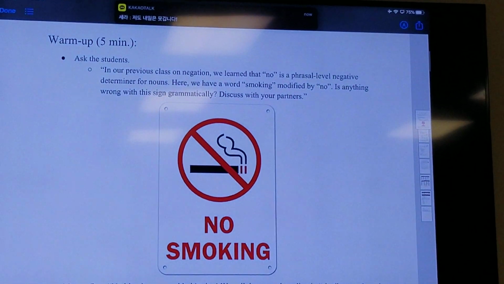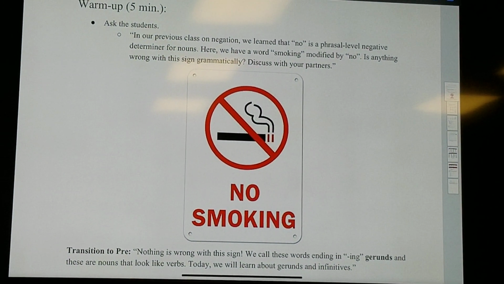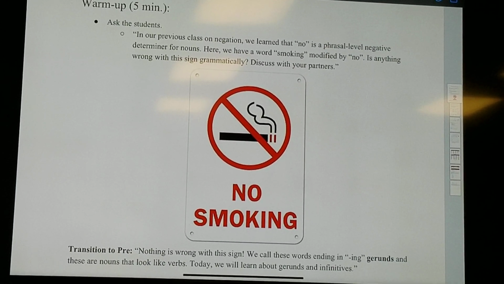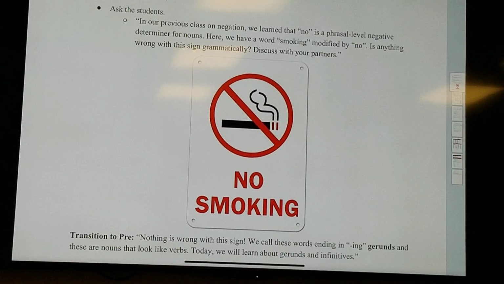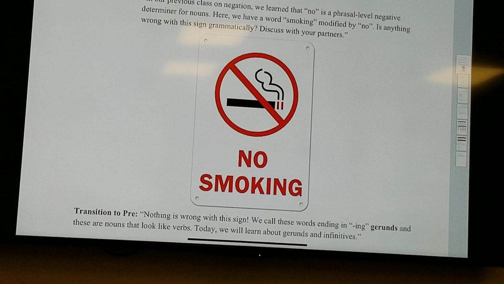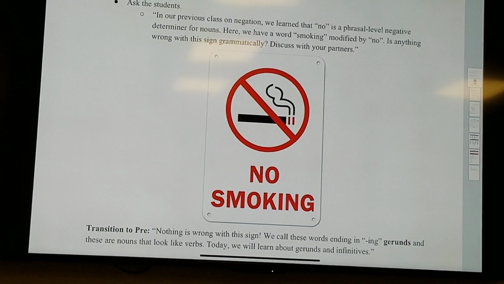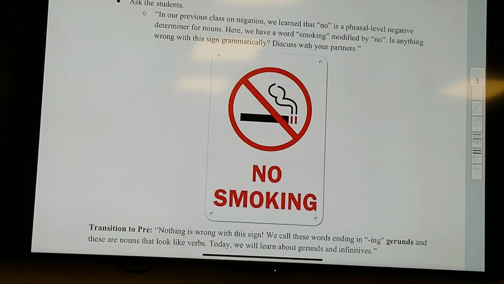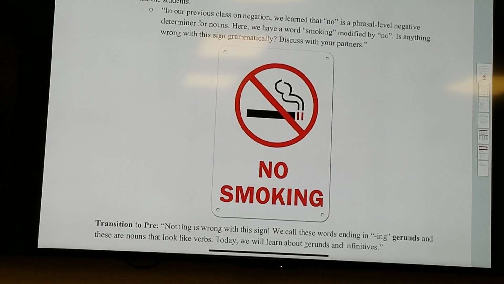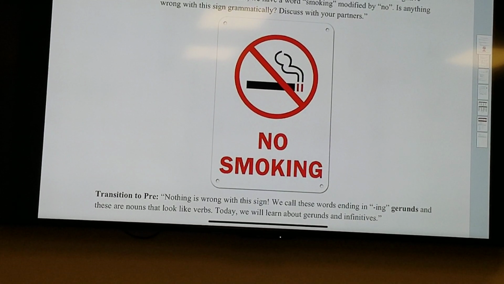Right. The warm up is this. I don't think anyone missed that sign in their life. They probably saw it at least once. The question is, we also had a class previously on negation. And they said we thought "no" was only for noun phrases, at the word level. So it's a phrasal level negative determiner for nouns.